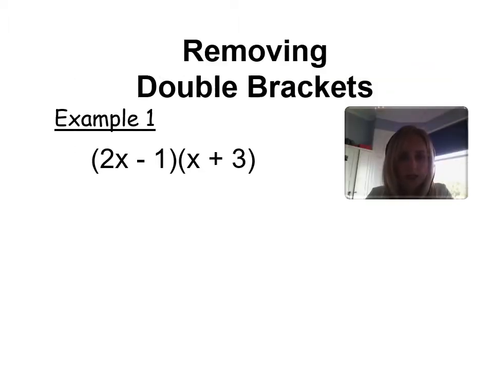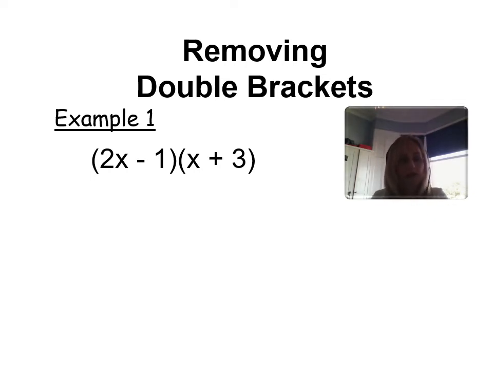We're now going to have a look at how we remove double brackets from an expression. What we mean by double bracket is an algebraic expression that's got two brackets involved and they're side by side. There's no sign between the brackets, unlike what we were looking at previously, where we multiply each bracket out in turn. These two brackets are stuck together, and that's why we call them double brackets.